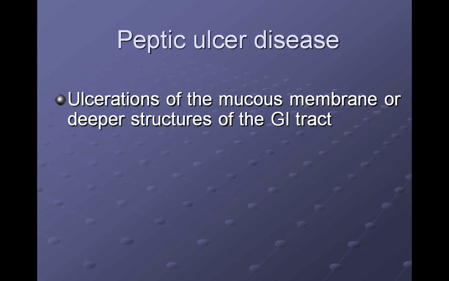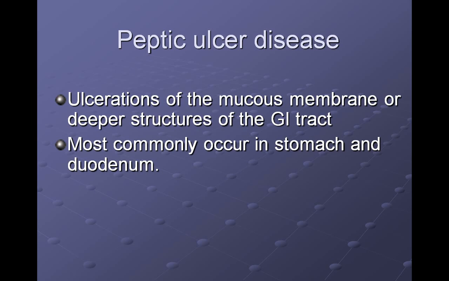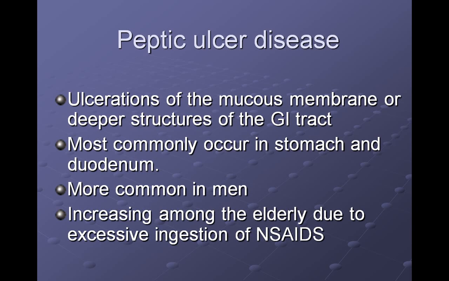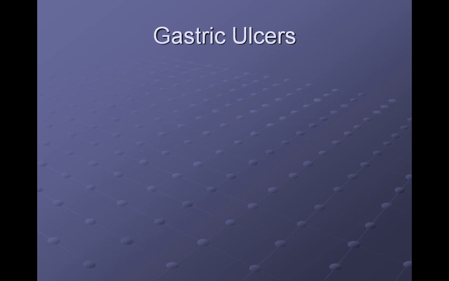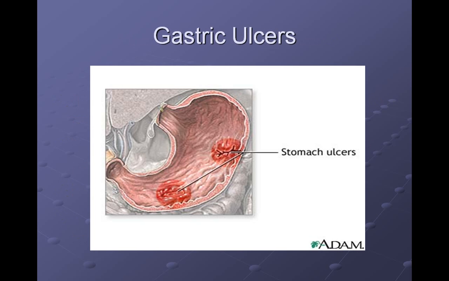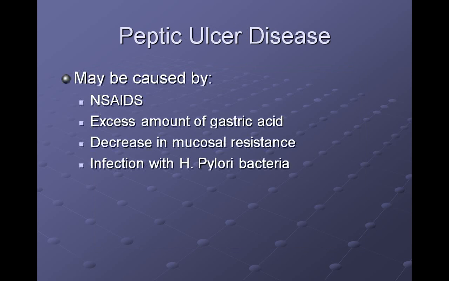Peptic ulcer disease is an ulceration of the mucosal membrane or deeper structures of the GI tract. Peptic ulcer disease most commonly occurs in the stomach and duodenum. It is found more commonly in men, increasing among the elderly due to their excessive ingestion of NSAIDs. Gastric ulcers. Here you see two pictorial illustrations of stomach ulcers. Peptic ulcers may be caused by NSAIDs, excessive amount of gastric acid, decrease in mucosal resistance, infection with H. pylori bacteria.